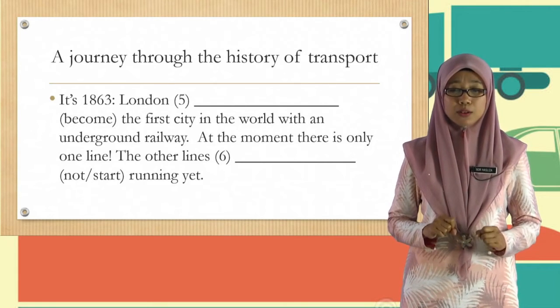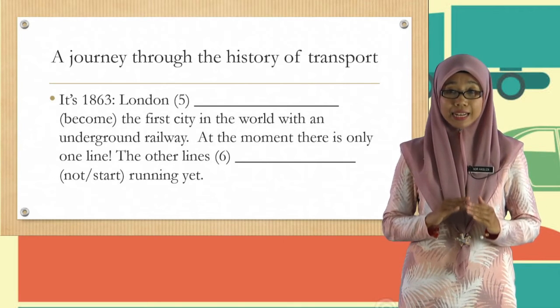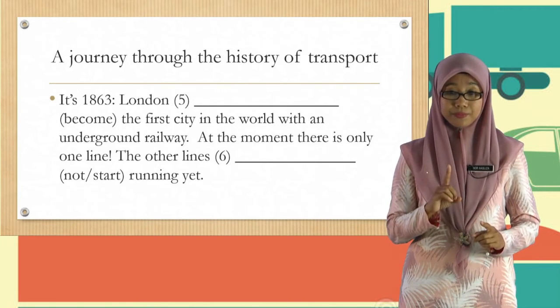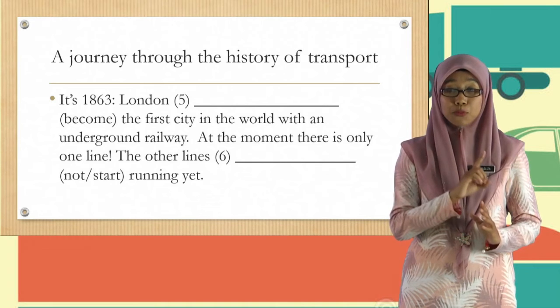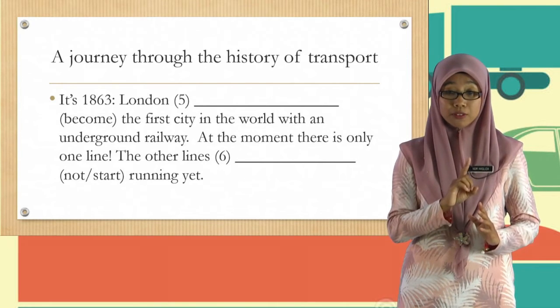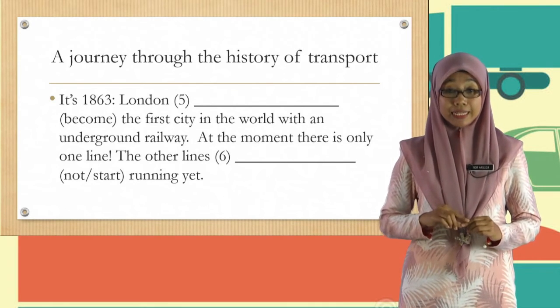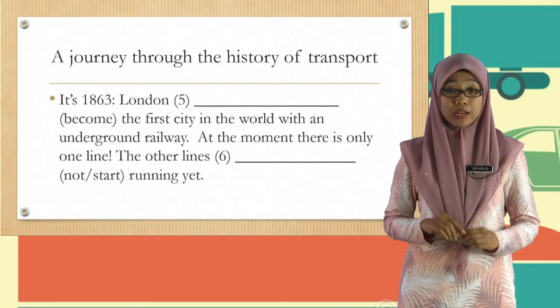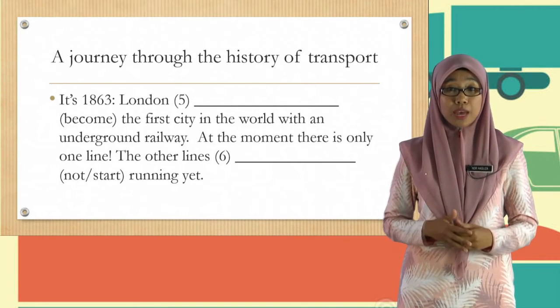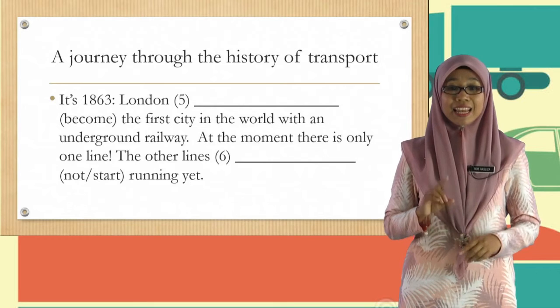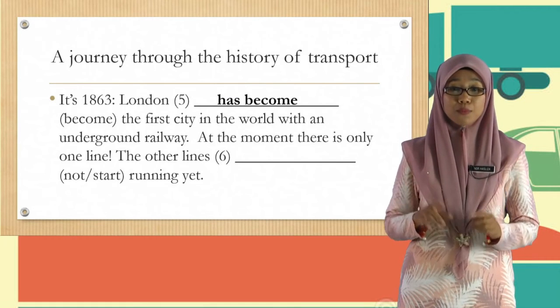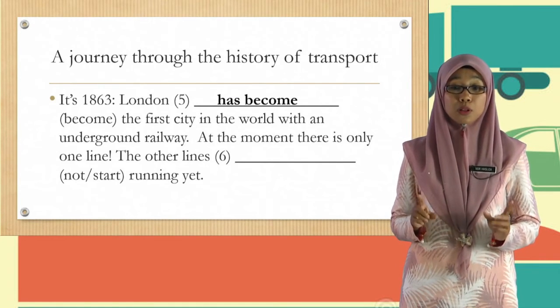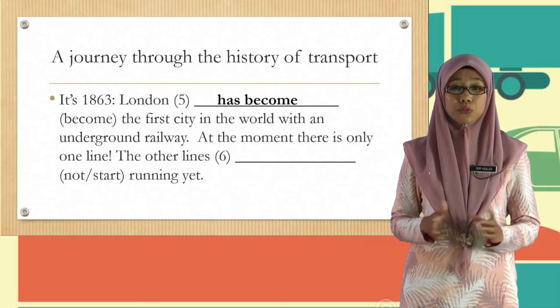Okay, what is the answer for number 5? London. What is the answer? We need to use has or have. Okay, the subject is London. That's only one country, so it's singular. So we have to use: London has become the first city in the world with an underground railway.